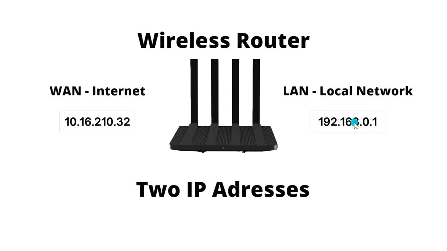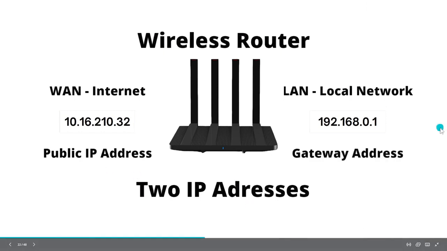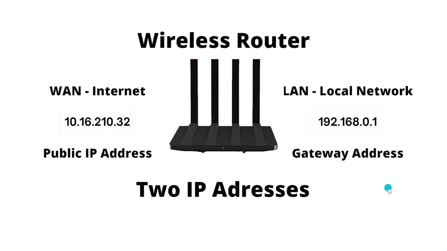Your wireless router actually acts as an intermediary between your local network and the internet. It has two connections, one on the WAN, or internet side, and one on the LAN, or local side. The IP address on the internet side is your public IP address. This is how all computers on the internet will recognize your router. It also has a gateway address, which is how all computers on the internal network identify the router.